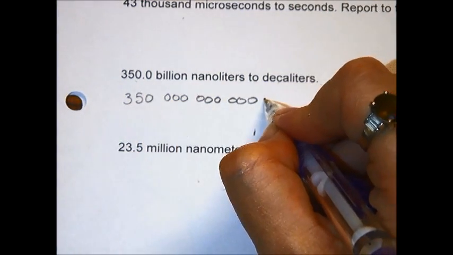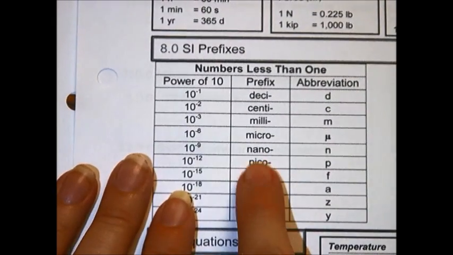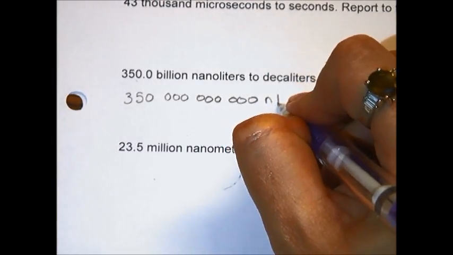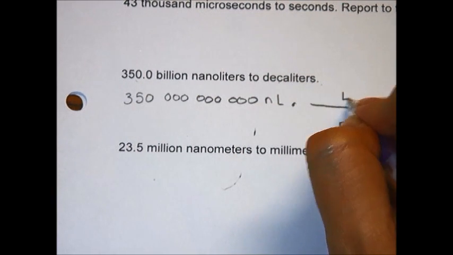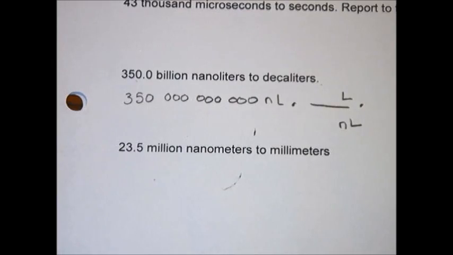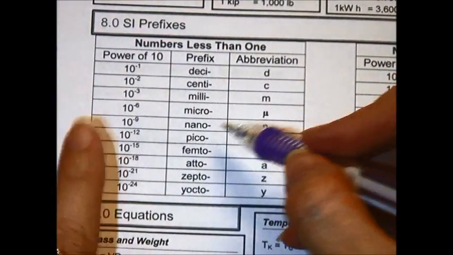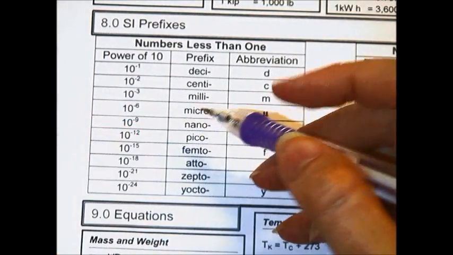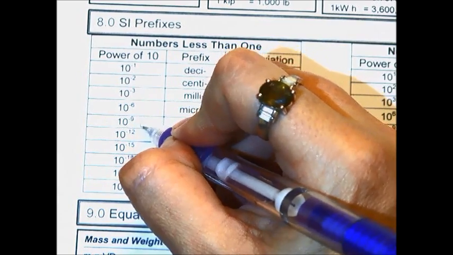Okay? And that's nanoliters. And I'm going to look up nano. That's right here. And the abbreviation is N, so NL. And I need to make a fancy one. But I'm going to go NL to liters for my first one. Nano is 10 to the negative 9th. And remember, that means 10 to the negative 9th liters equals 1 nanoliter.